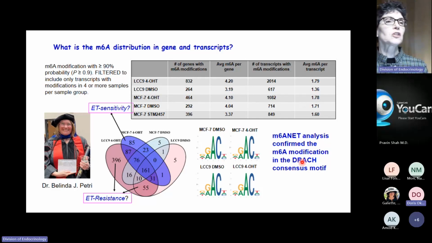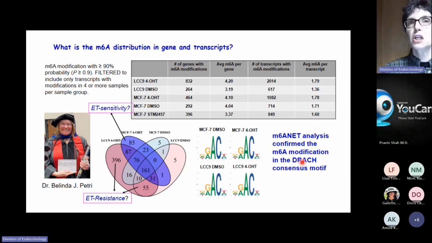So first question is, what is the m6A distribution in gene and transcript? So this is what Belinda has put together, and here she is at the hooding ceremony in December. And what we can see is we have MCF7 treated with DMSO or 4-hydroxytamoxifen, LCC9 treated with DMSO vehicle control or 4-hydroxytamoxifen. We have the number of genes with m6A modifications, the average m6A per gene, number of transcripts with m6A modifications, and the average m6A per transcript that you can see here.